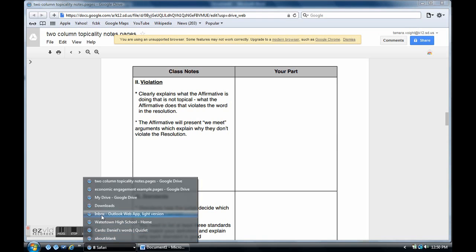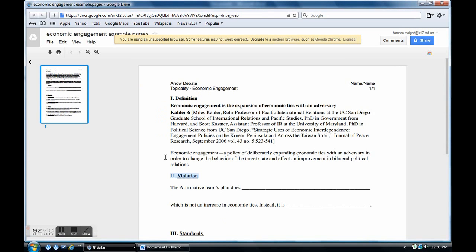The affirmative then will respond with an answer that we meet the definition. And we'll go over that when we get to affirmative answers. So for a violation on the economic engagement topicality, you would say that the affirmative plan does not, for example, with legalizing marijuana. So if this were run against a legalizing marijuana case, the affirmative plan legalizes a drug, which is not an increase in economic ties. Instead, it is a drug policy. An interesting, well, we'll come back to that actually.